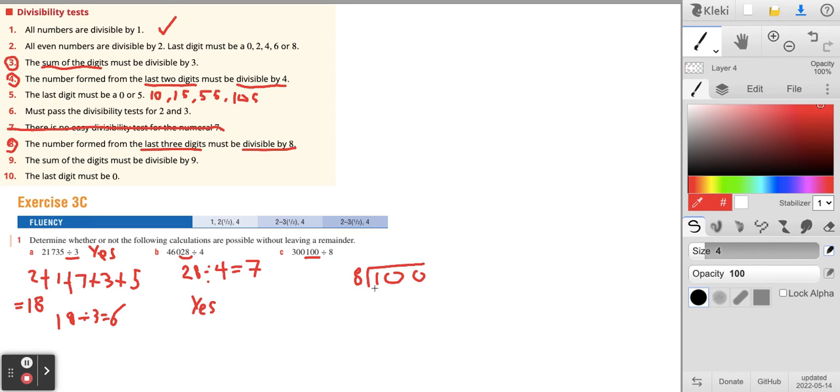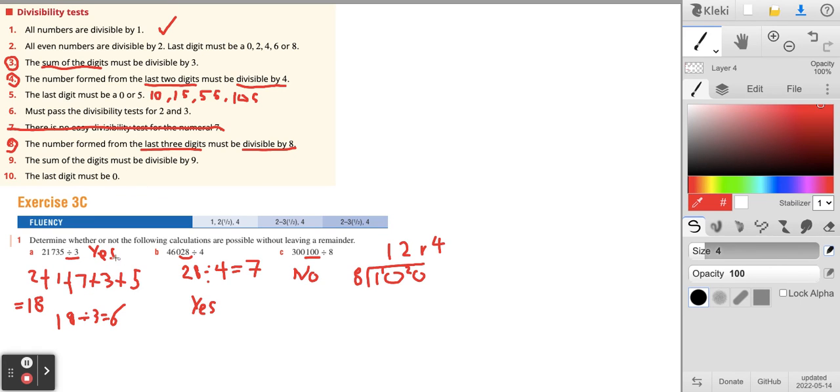All right, 1 divided by 8 doesn't work, so I need to carry the 1 across to the 0. So this is 10. 10 divided by 8 is 1, with a remainder of 2. So this is 20. 20 divided by 8 is 2, and I have a remainder of 4. Because I have a remainder of 4, the answer is going to be no. This number is not divisible by 8. I'm going to get a remainder if I do that calculation.